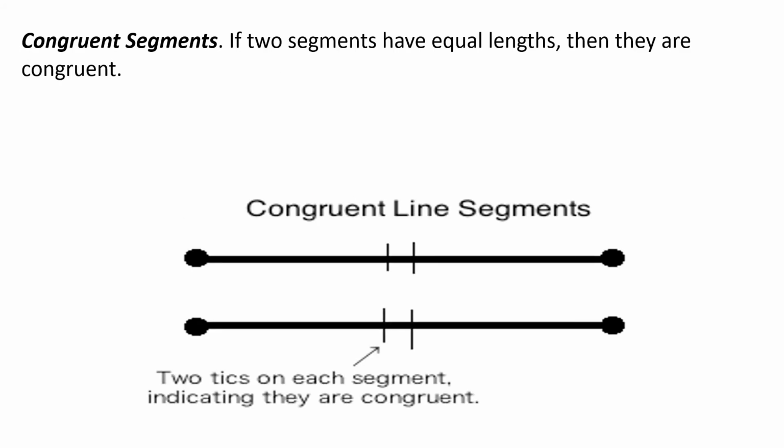Next, we have here the congruent segments. If two segments have equal lengths, then they are congruent. So we have here an example of congruent segments. We call these ticks. So 2 ticks on each segment indicate that they are congruent. So kung pila ang number of ticks, or if these segments or sides sa isa ka triangle, may parehas sila nga number of ticks, meaning they are congruent to each other.